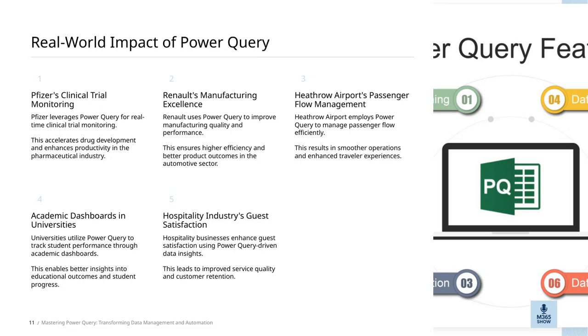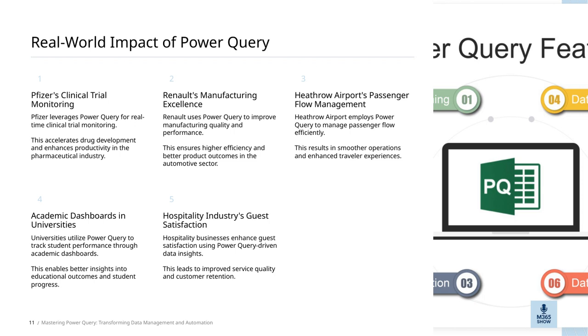Let's take a moment to look at how Power Query is making a real difference across various industries. In the hospitality sector, for example, businesses are using Power Query-driven data insights to better understand their guests. This helps them enhance guest satisfaction, leading to improved service quality and ultimately, stronger customer loyalty. Moving to education, universities are leveraging Power Query to track student performance through dynamic academic dashboards. This gives educators and administrators clearer insights into educational outcomes and student progress, enabling more targeted support.